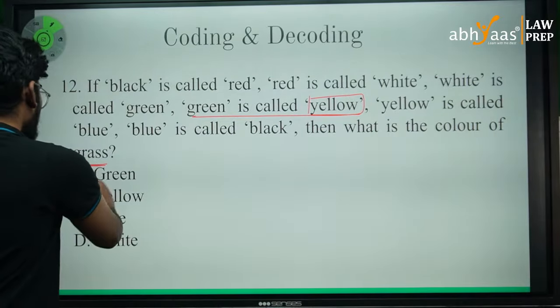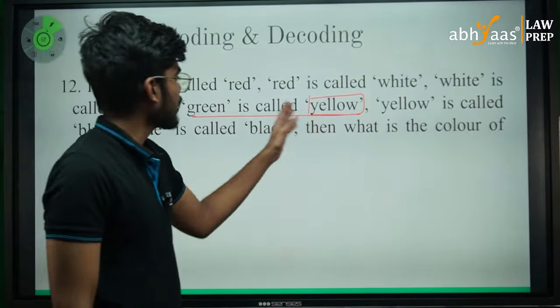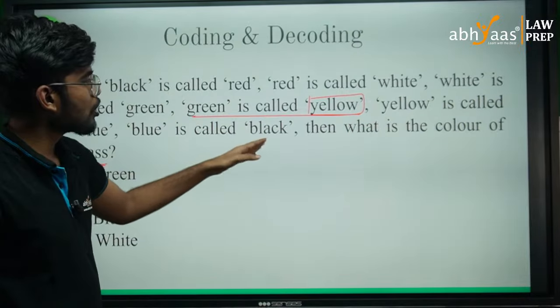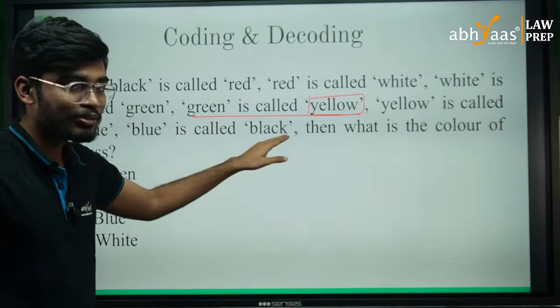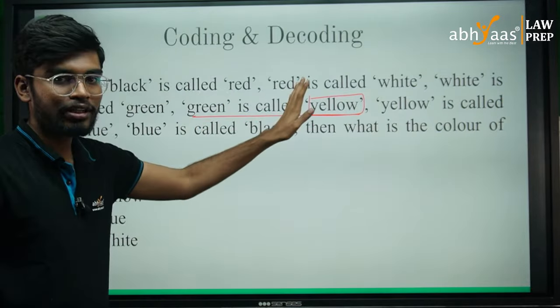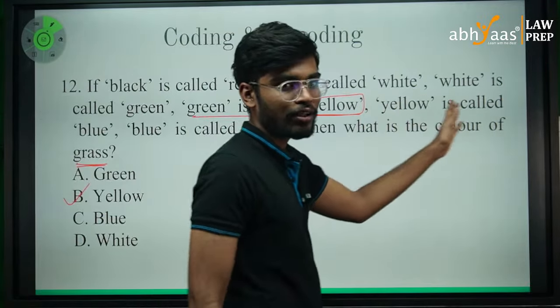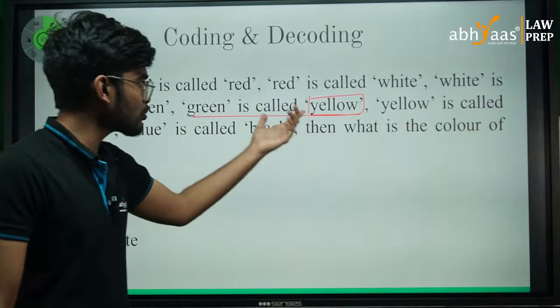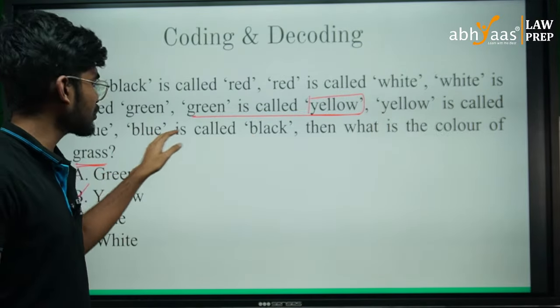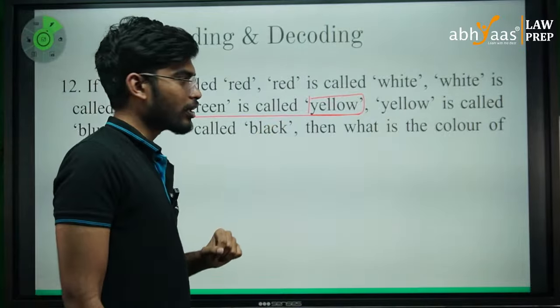And some students might think: green is called yellow, okay, fine, and again yellow is called blue, blue is called black, so finally it is black. No, it doesn't work like that. Green is called yellow, that's it. You have to stop there. You need not continue from that. If you continue, then there is no use of framing this question, because in any case the last thing would be the answer. That is not how it works.